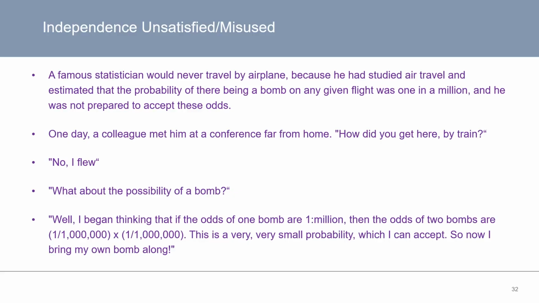So now he brings his own bomb along." Of course, the humor in this anecdote is derived from the misuse of the independence assumption. Here, the statistician failed to recognize that there was dependency between the evidence of intending to use the bomb and the presence of a bomb. So in this story, the original odds of a bomb having been brought on the airplane remain at the original 1 in a million, despite the fact that the statistician brought his own.